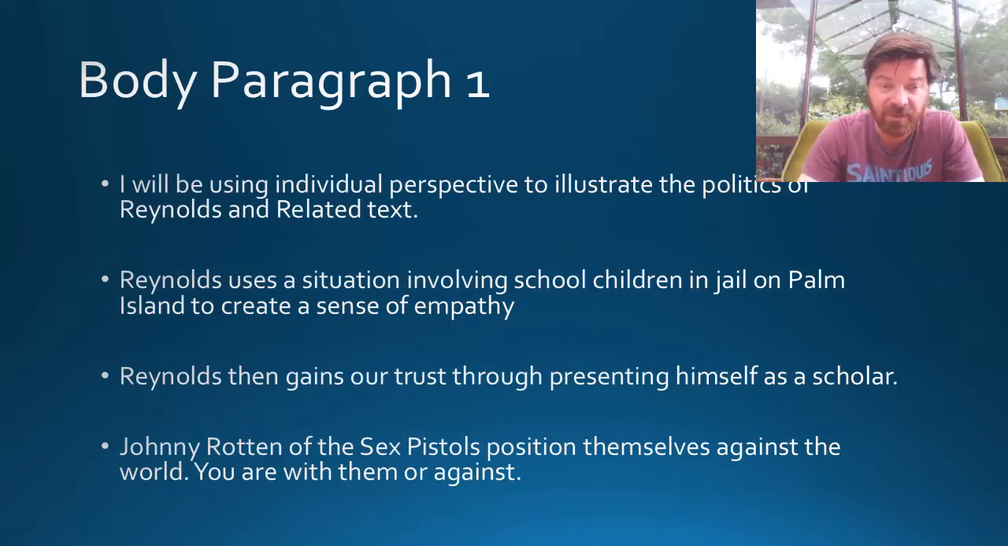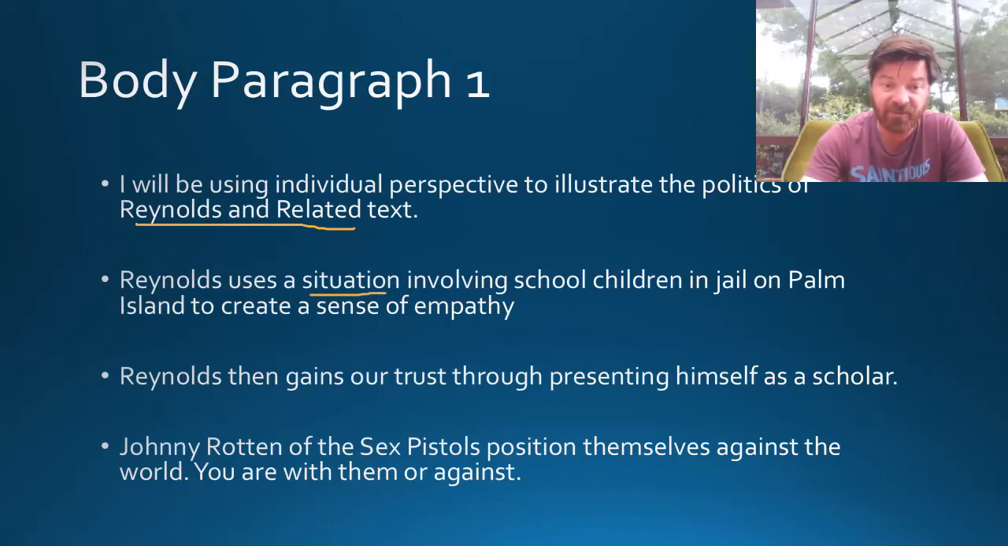Alrighty, so for body paragraph number 1, as I said in summing up number 1, I don't have a question that I'm answering, so it's a little bit general. But always make sure your topic sentence is relating to or using a few words from the question to once again show the marker you know what you're talking about. So I'll be talking about individual perspective to illustrate the politics of Reynolds and a related text.